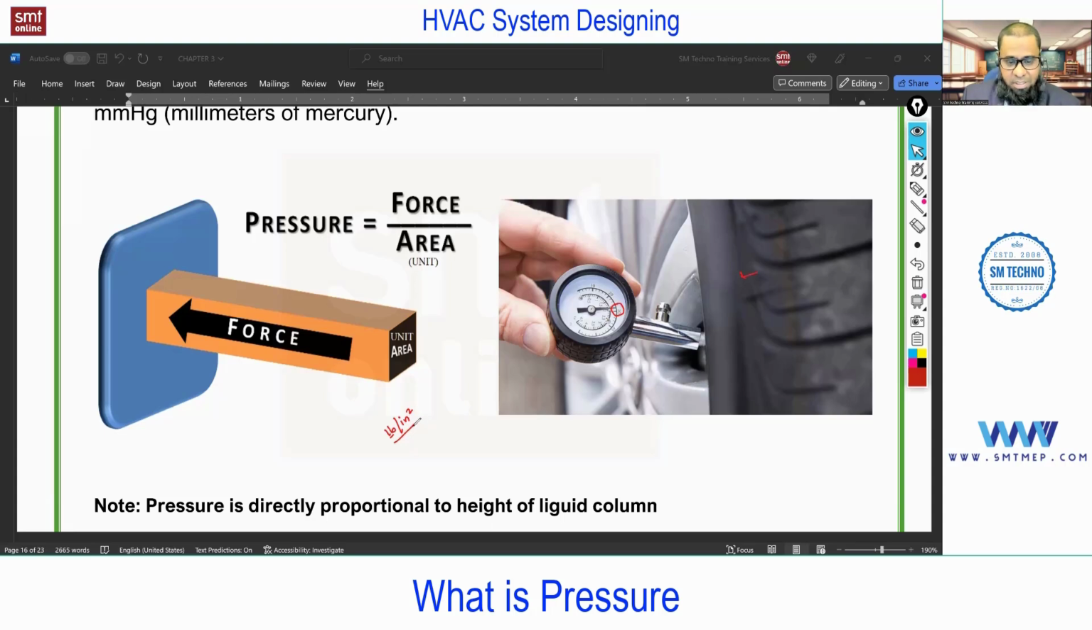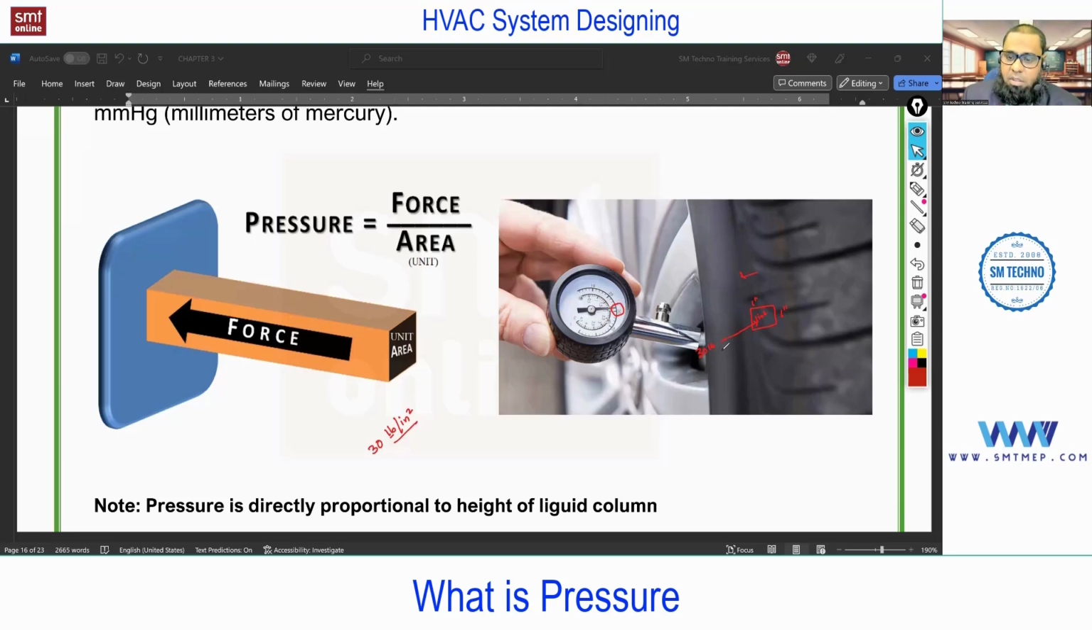So what does 30 PSI exactly mean? It means that per square inch, 30 pounds of force is applied. For example, if you check inside this tire, suppose this is 1 inch and this is 1 inch, so this is 1 square inch. How much force is acting? A force of 30 pounds is acting. So for 1 square inch, 30 pounds of force is acting, so we can say 30 PSI.